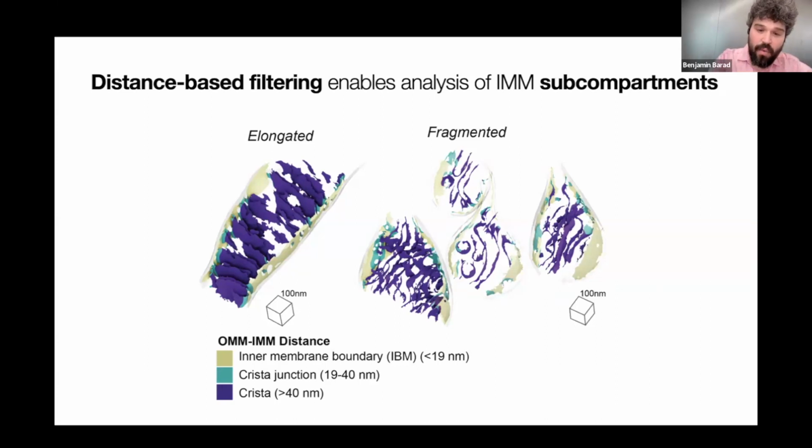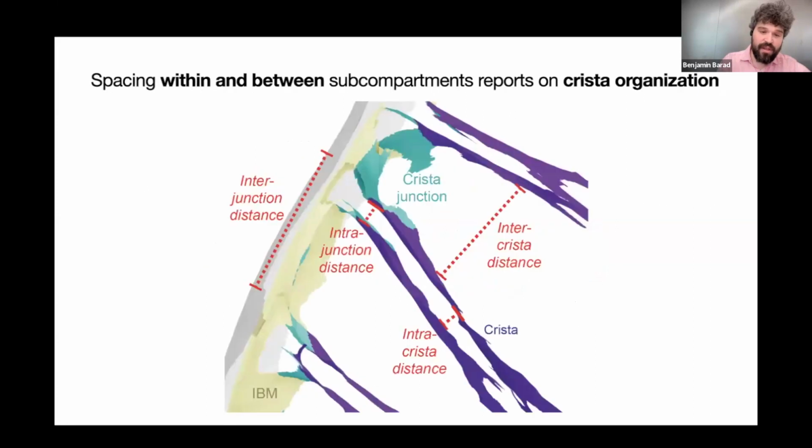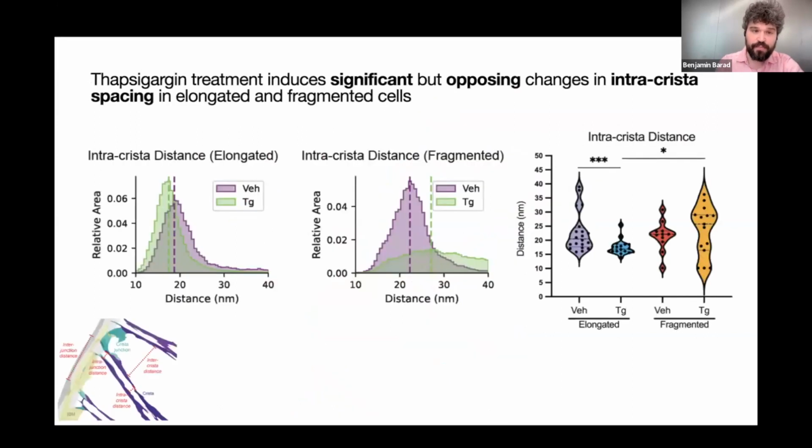And what we're doing here is we're just painting these different features based on the distance from the outer membrane. And we can basically immediately segment out the junctions from the cristae bodies from the inner boundary membrane. This gives us the opportunity to really dig into what's different in those places. So we can look at the spacing within and between subcompartments and begin to make those measurements.